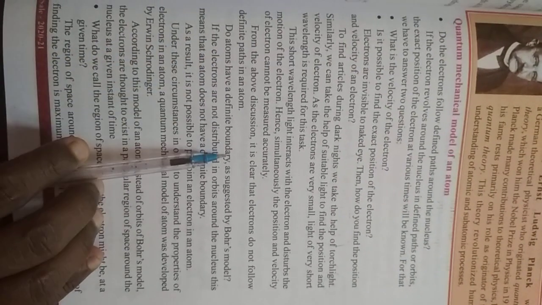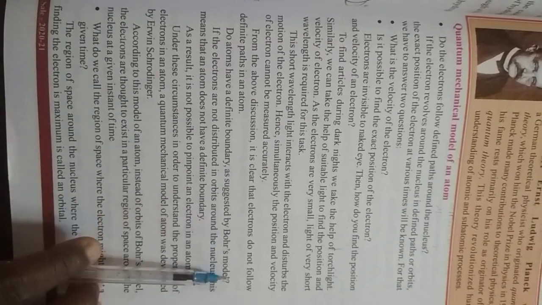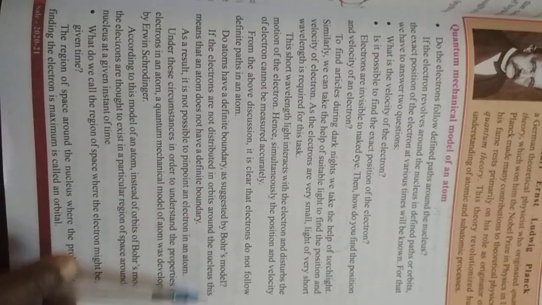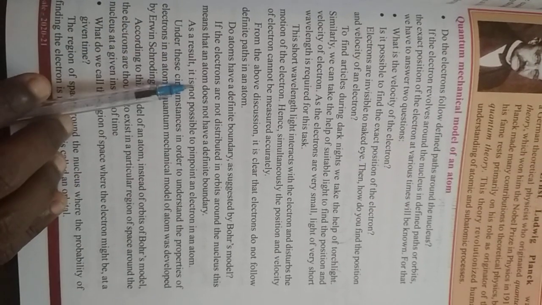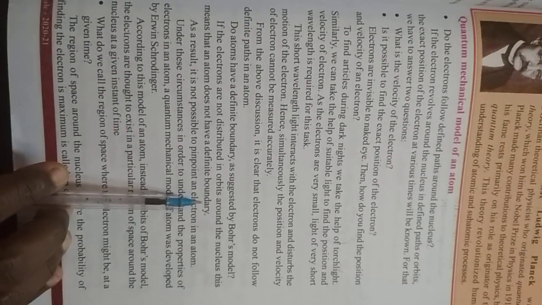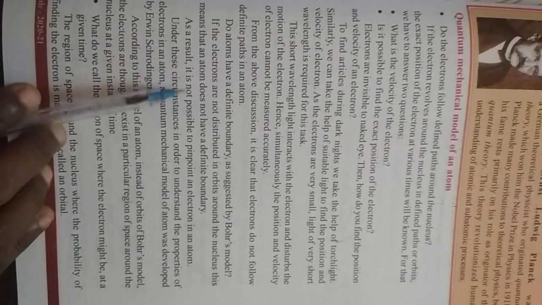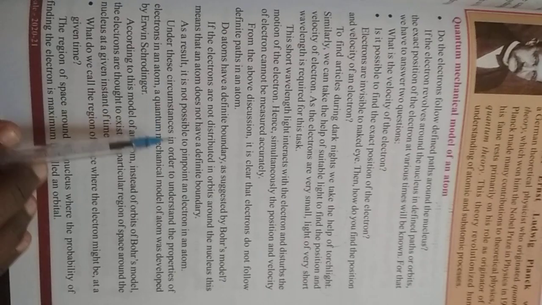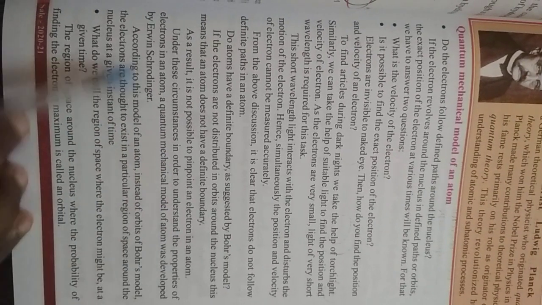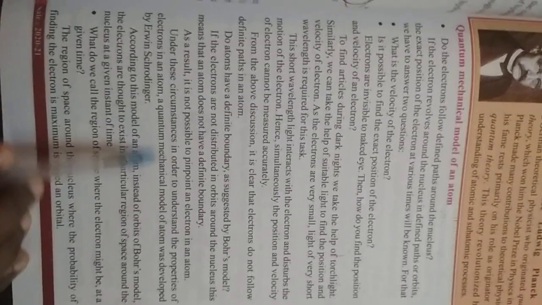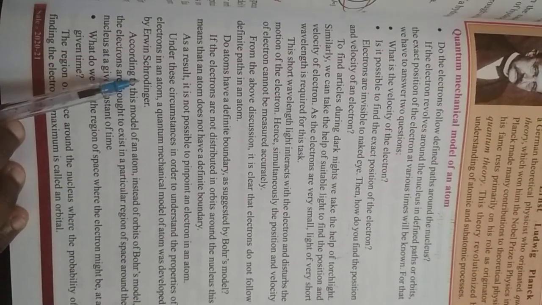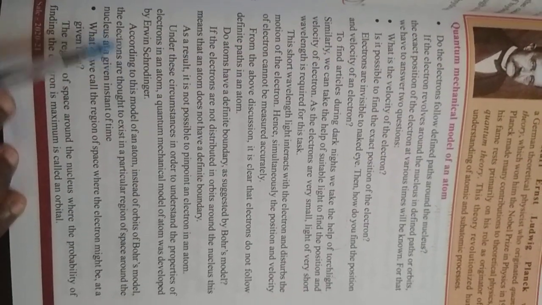Do atoms have a definite boundary as suggested by Bohr's model? If the electrons are not distributed in orbits around the nucleus, this means that an atom does not have a definite boundary. As a result, it is not possible to pinpoint an electron in an atom. Under these circumstances, in order to understand the properties of electrons in an atom, a quantum mechanical model of atom was developed by Erwin Schrödinger.